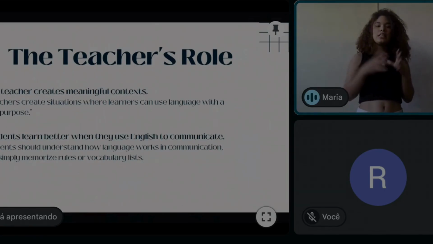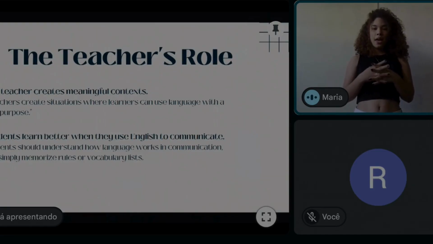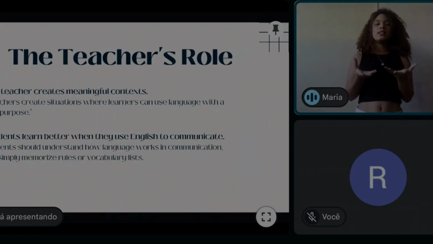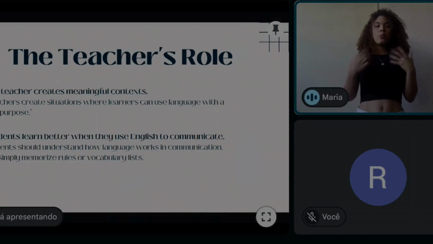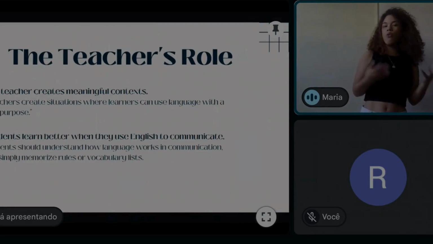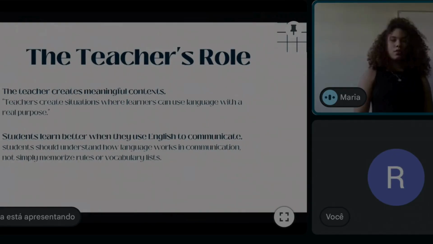And as we see, the teachers create situations where learners can use language with a real purpose, because that is what we want, that students put this knowledge into practice to improve, and students learn better when they use language to communicate. Students should understand how language works in communication, not simply memorize rules or vocabulary lists. So students learn better when they use English to communicate.